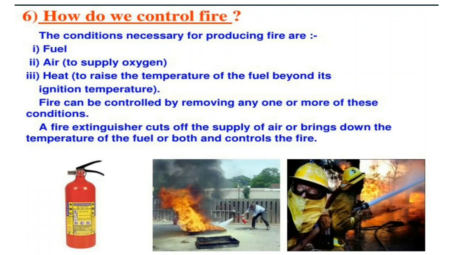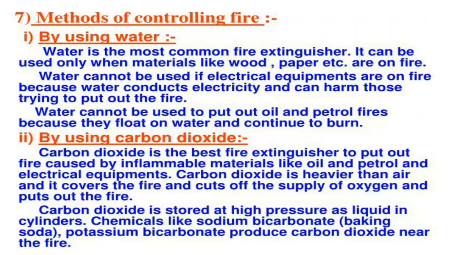So a fire extinguisher cuts off the supply of oxygen, or brings down the temperature of the fuel, or both, and the fire can be controlled. How can a fire be extinguished? There are two methods for controlling fire. One is by using water. Water we can commonly use for fire extinguishing. It can be used only when there is a fuel like wood, paper, etc. on fire. Then only we can use water as a common extinguisher.